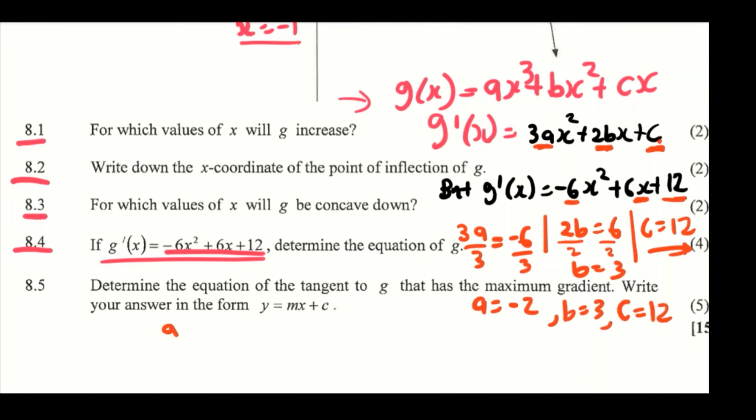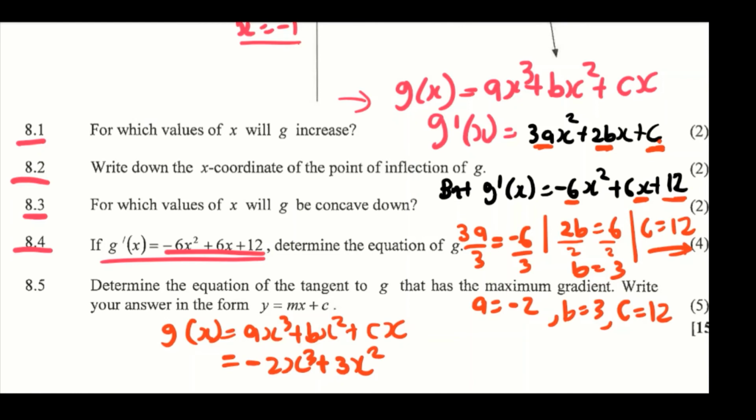So we can write our equation of g, because that's what we're looking for. g of x equals ax cubed plus bx squared plus cx, which is equal to minus 2x cubed plus 3x squared plus 12x. So this is the equation that they're looking for. We are done with this question here.